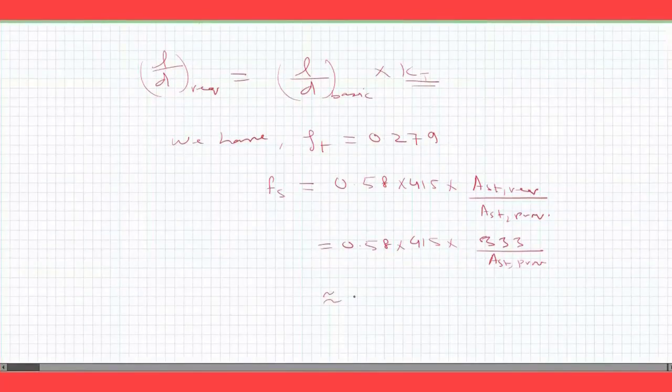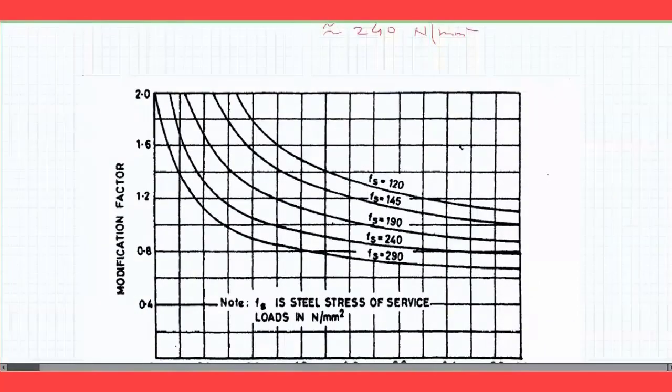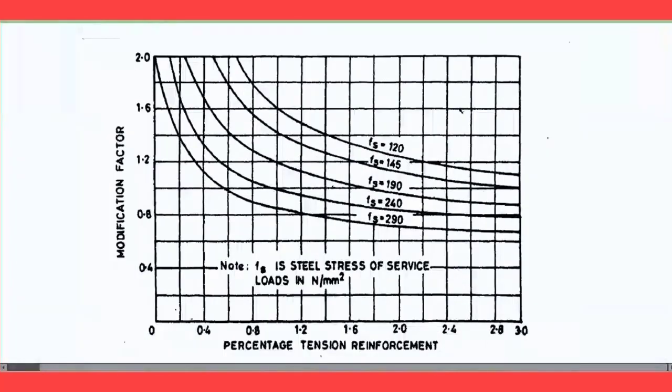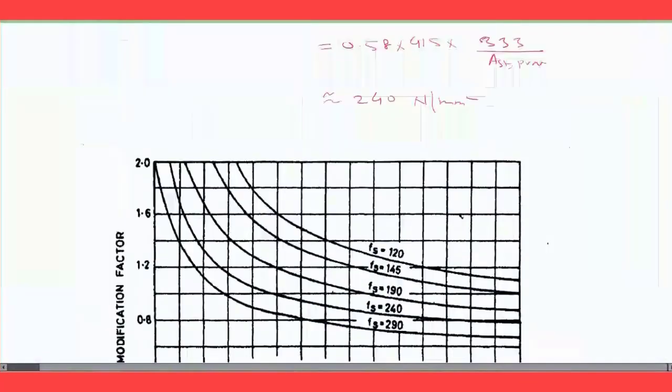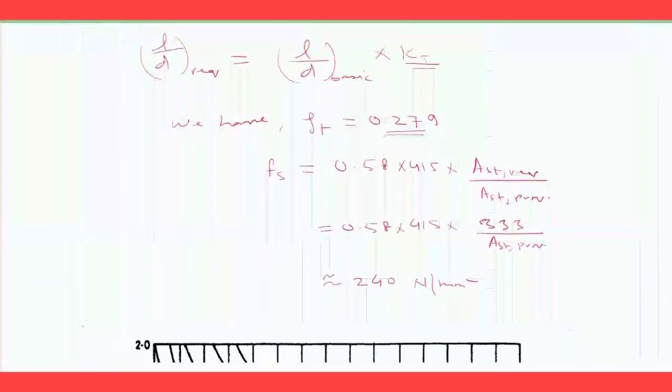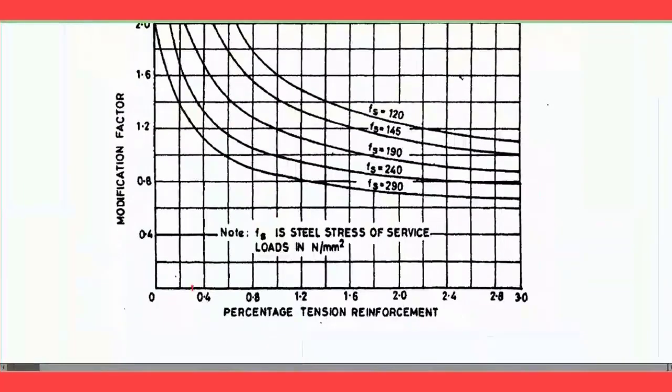Now I'll go to this. This is 0.2, so somewhere here you are going to have 0.3, 0.27. I'm taking this 0.279 as 0.3. So from here, if I draw a vertical, it is 240, right?